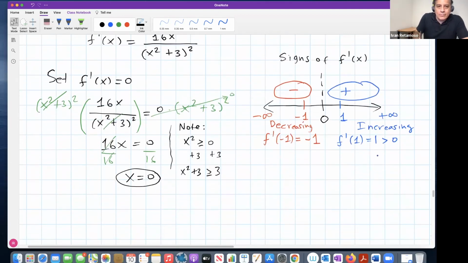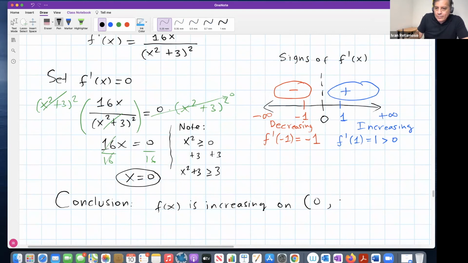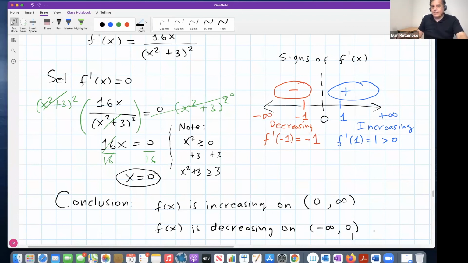Then the conclusion should be: f of x is increasing on this interval, from 0 to infinity. f of x is decreasing on, or over, negative infinity up to 0, right? Up to 0. That's it.